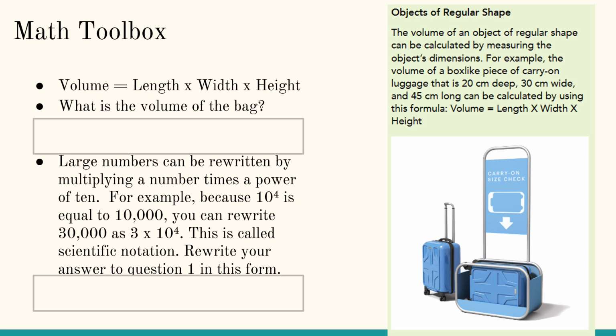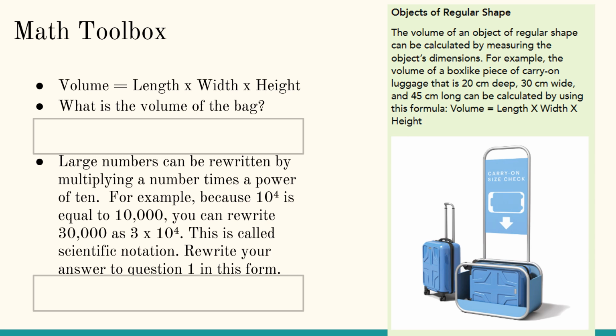Objects of regular shape. The volume of an object of regular shape can be calculated by measuring the object's dimensions. For example, the volume of a box-like piece of carry-on luggage that is 20 centimeters deep, 30 centimeters wide, and 45 centimeters long can be calculated by using this formula. Volume equals length times width times height. So what is the volume of the bag?